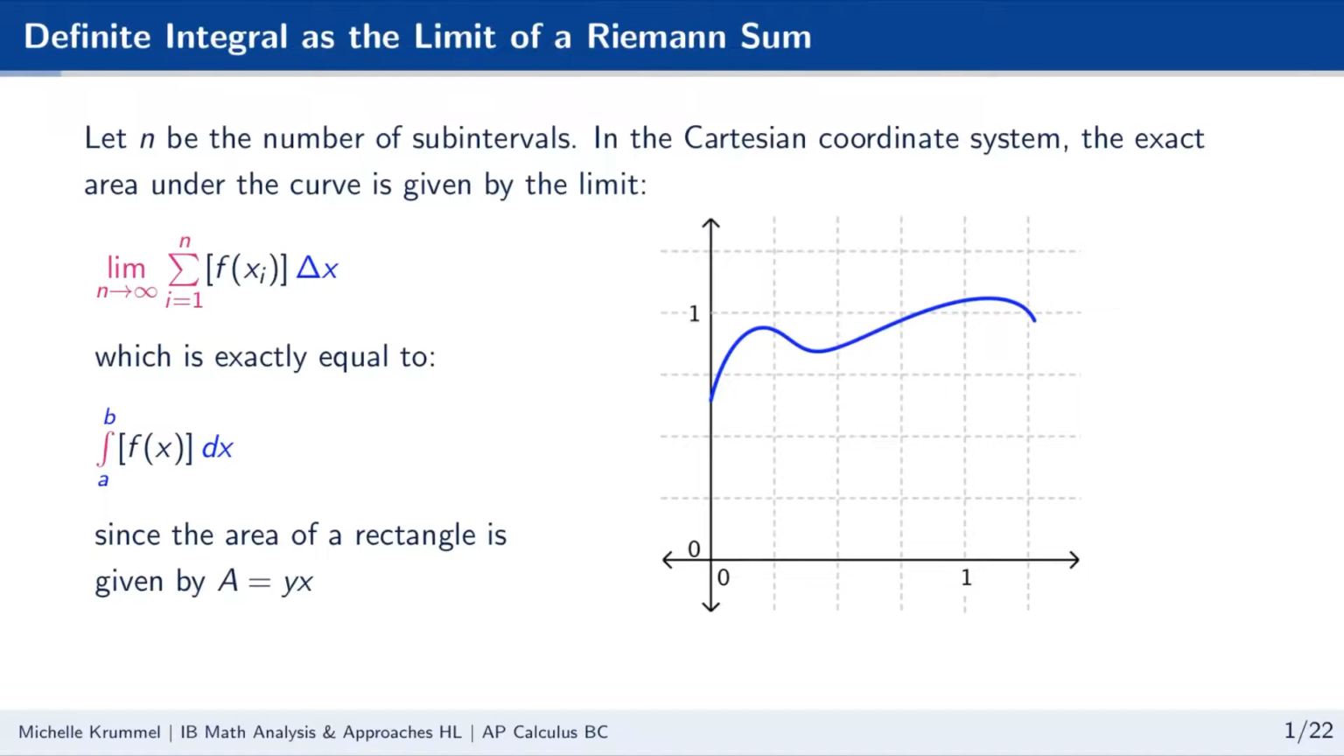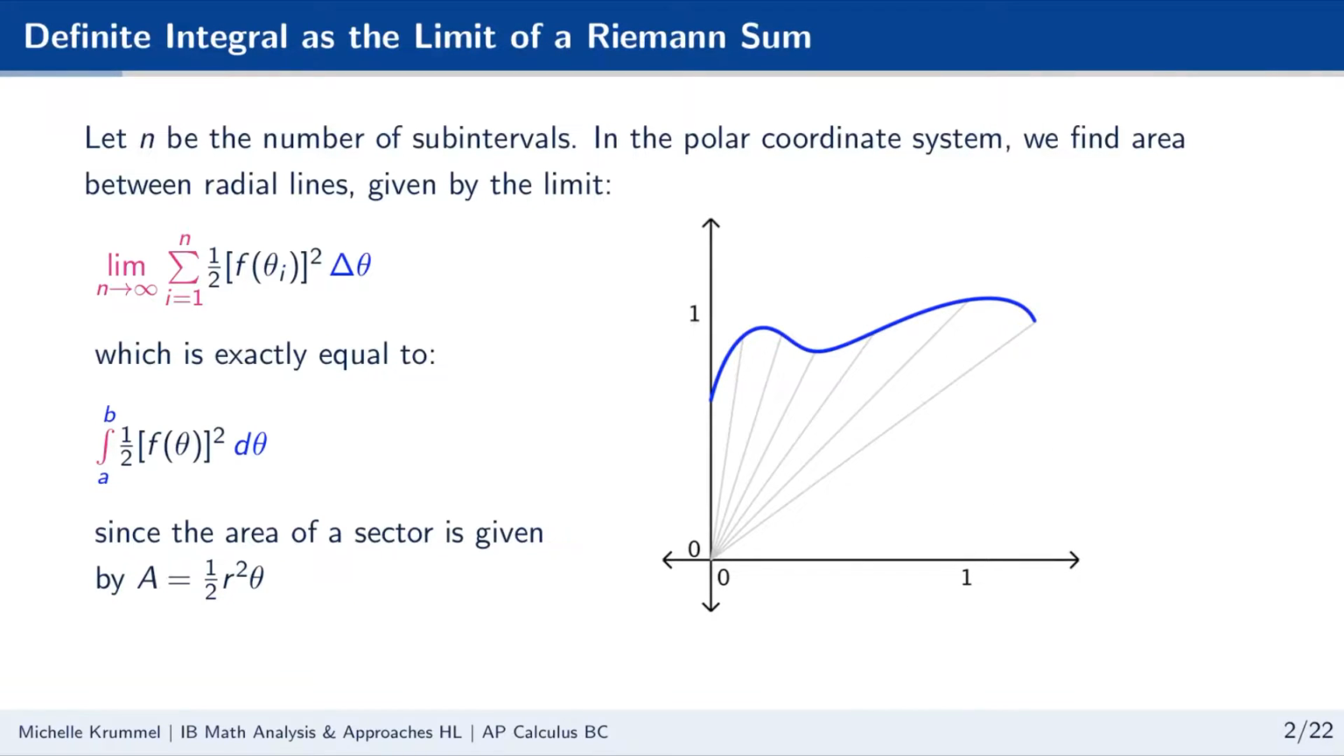Let me go back for a moment. In the Cartesian coordinate system, when we found the area of just an individual rectangle, we're just finding this area right here. Area is just the y times the x. But now here in the polar coordinate system, we're not finding the area of a rectangle. We're finding the area of a sector of a circle.